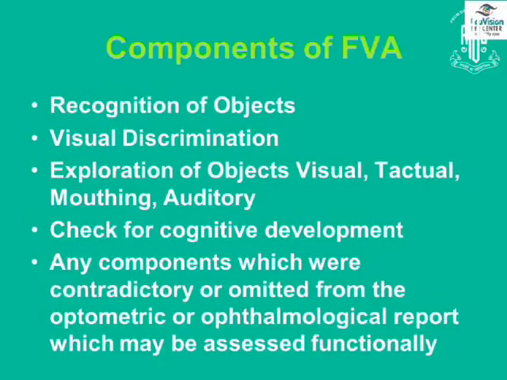Because for a low vision patient, everything is very hazy. Then exploration of objects: are they able to first touch it and then see it? There are some patients, like with mobilities, who usually take the object, put it in the mouth, and then try to gaze at it. So these types of behaviors we can also see. Check for cognitive development. Any component which was omitted can be seen again; like in ophthalmology, if clinically we cannot see, then functionally we can see.